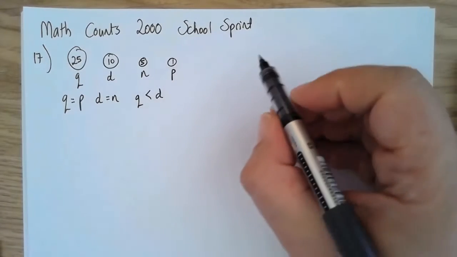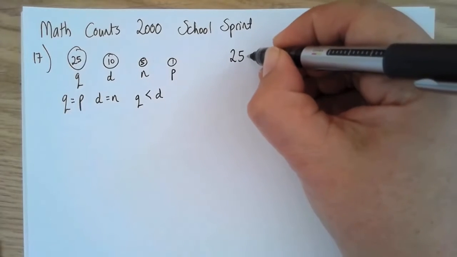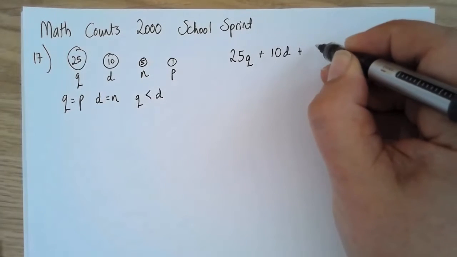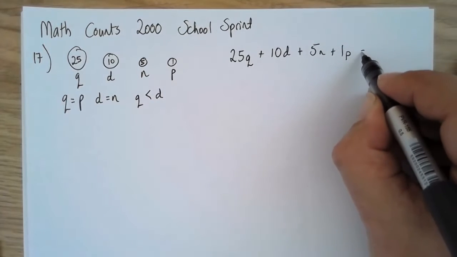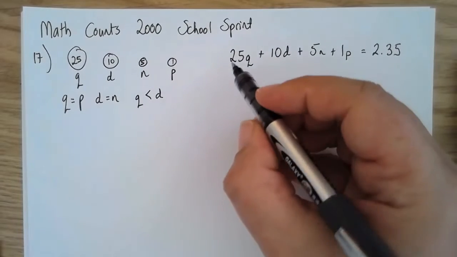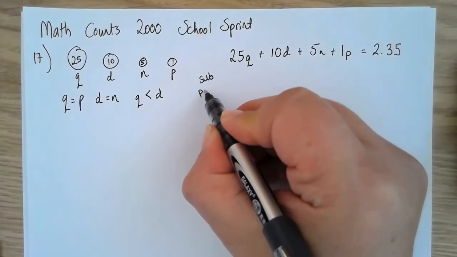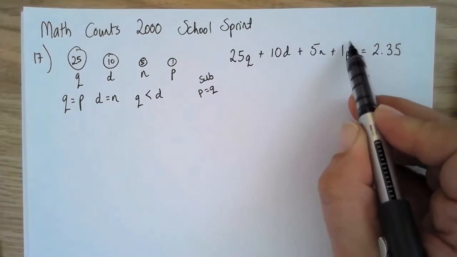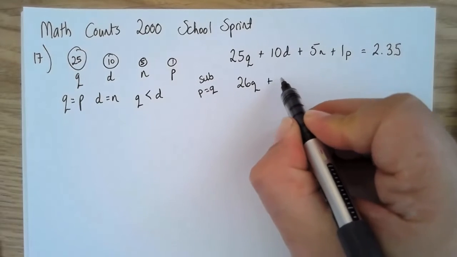So we could write out how much is in his pocket by saying 25 multiplied by the number of quarters, 10 multiplied by the number of dimes, 5 multiplied by nickels, 1 multiplied by the pennies, and that all equals 235. Now I can substitute in P equals Q. So everywhere I see a P, I can make it a Q. So I'm going to convert that to 1Q. I add that to 25Q, which makes 26Q.